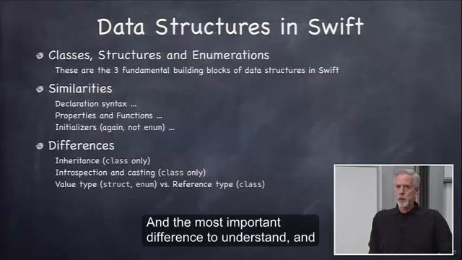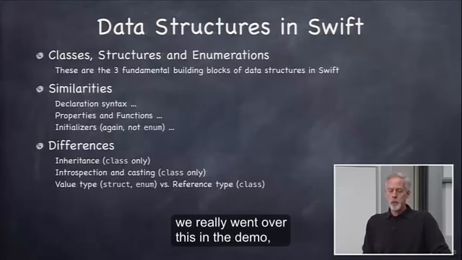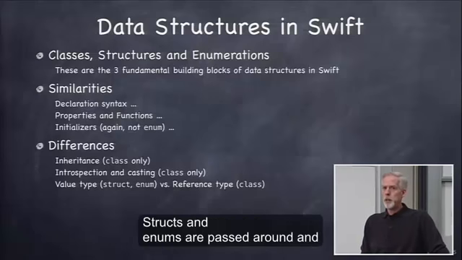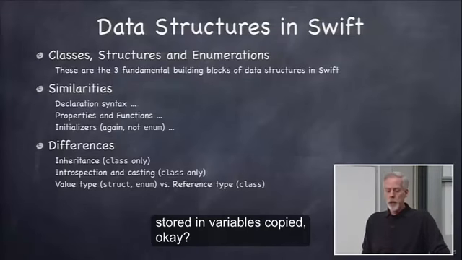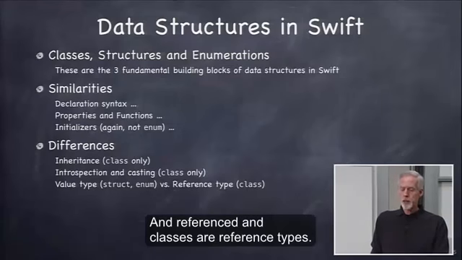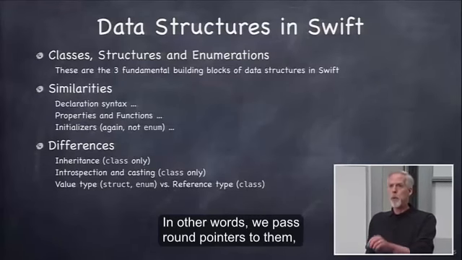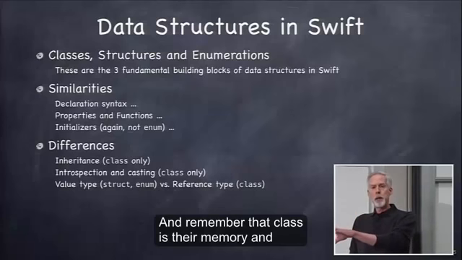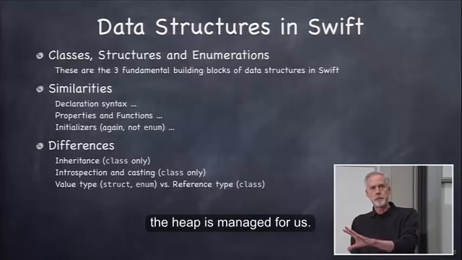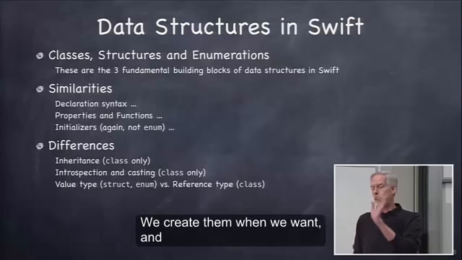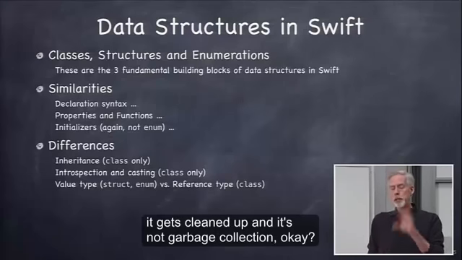And the most important difference to understand, and we really went over this in the demo, is this value type versus reference type. Structs and enums are passed around and stored in variables, copied, and classes are reference types. In other words, we pass around pointers to them. They live in the heap. And remember that classes, their memory in the heap is managed for us. So we don't have to do anything. Alloc can free them. We create them when we want, and when no one's using it, it gets cleaned up.